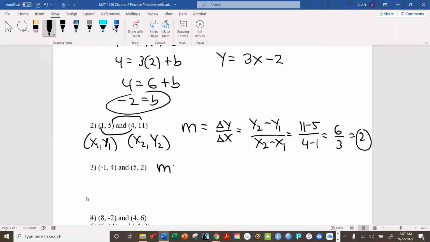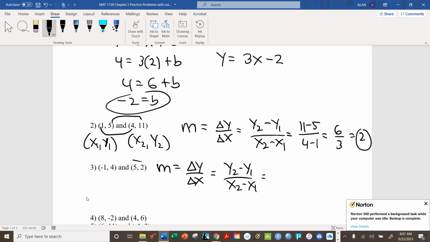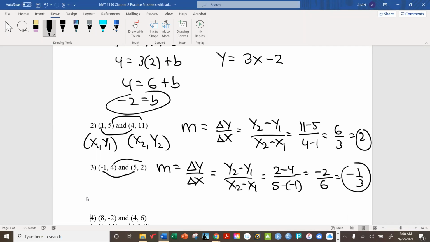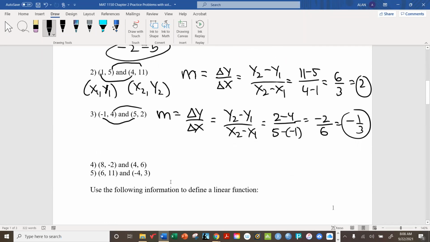All right, let's keep going. So the difference in the y's would be 2 minus 4. The difference in the x's is 5 minus minus 1. This is what I was talking about, 5 minus minus 1. So that's minus 2 over positive 6. And that ends up being negative 1/3.